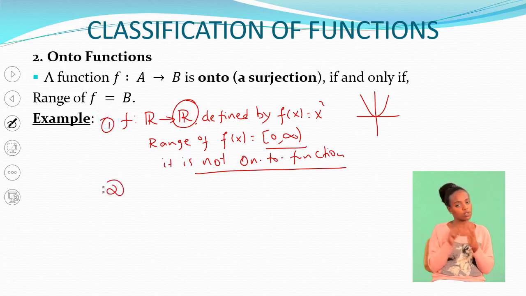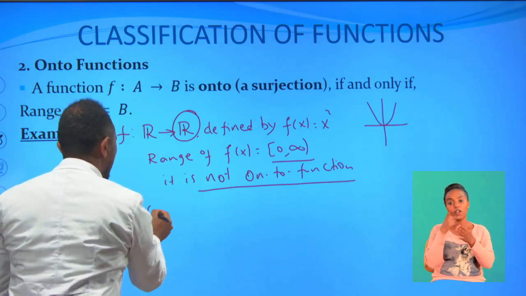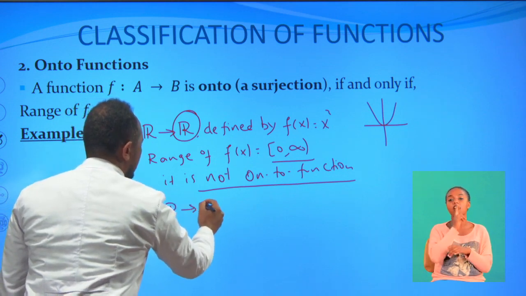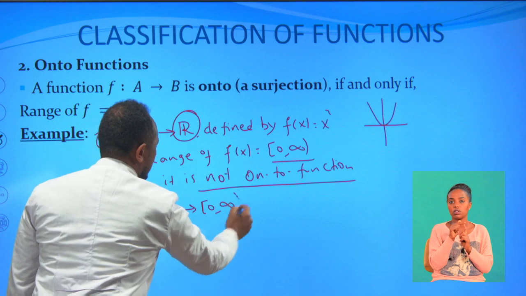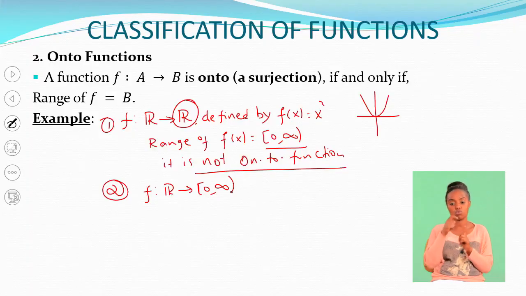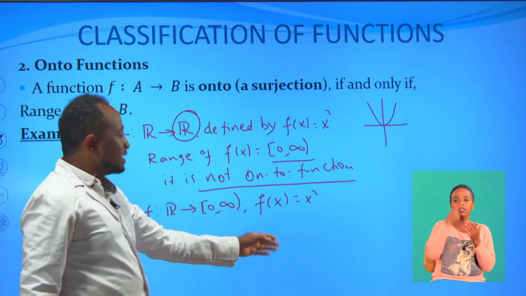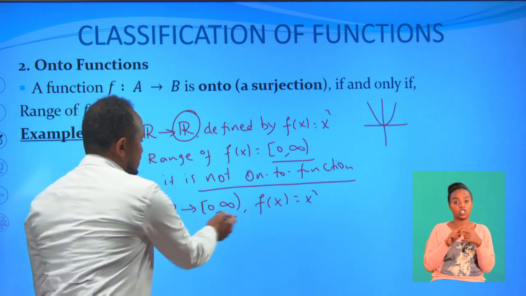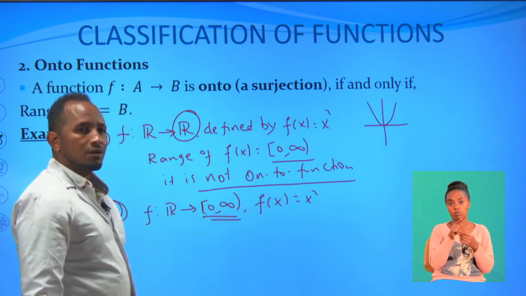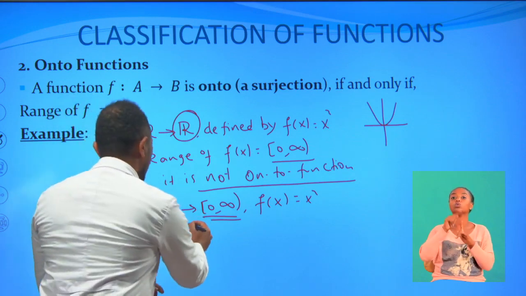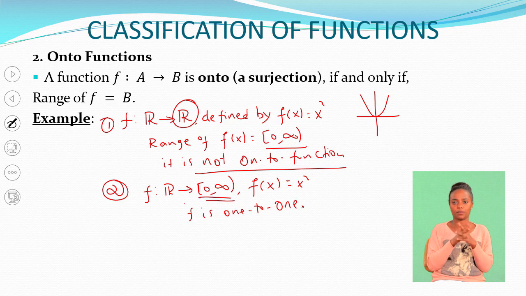Let's take a second example. If you make this one in this form, f is a function from real numbers to 0 to infinity defined by f of x equals x squared. In this case, the range of this one gives you the codomain. Therefore, in this case, this will be an onto function.